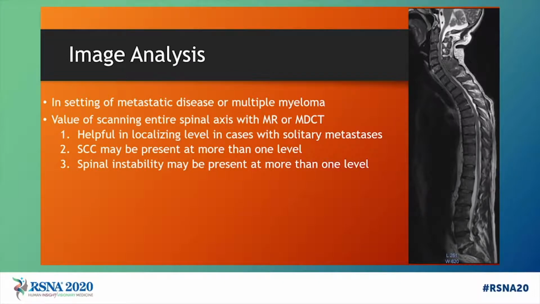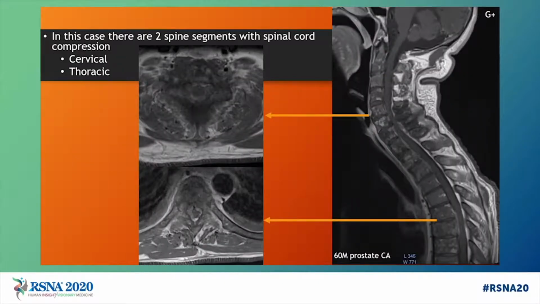In this particular case, in our gentleman with prostate cancer, we see that there are two spine segments with spinal cord compression, the cervical spine and the thoracic spine, as shown on these contrast-enhanced sagittal and axial images.